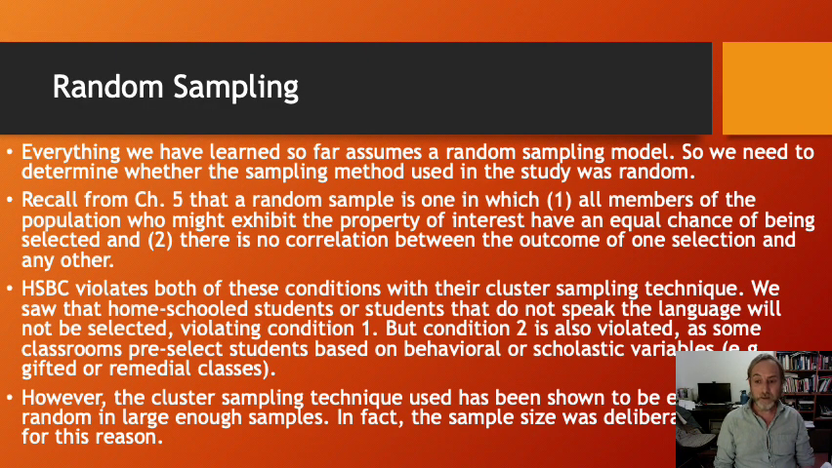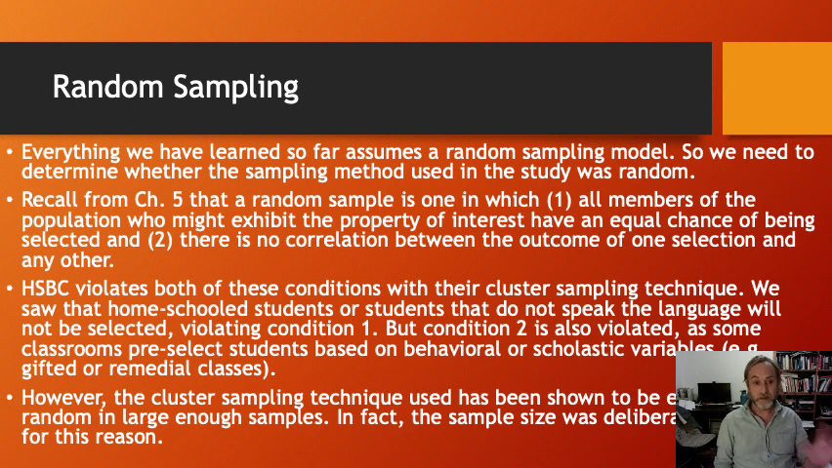All right, in evaluating our studies, we're going to need to look at how close the sampling is to random. Everything we've learned so far assumes a random sampling model. If the actual sampling does not approximate random sampling, we can't be sure that the model is appropriate. So we need to look at the sampling method and try to see if it's actually random. So what does it mean for a sample to be random?